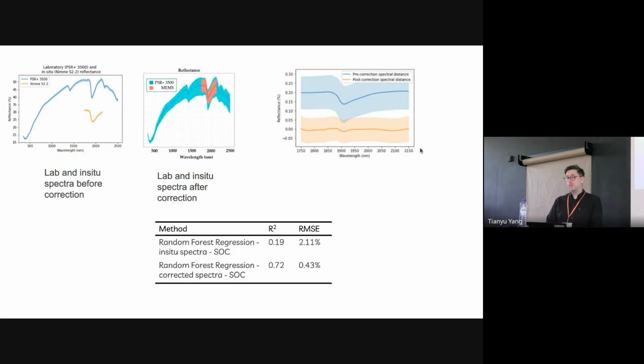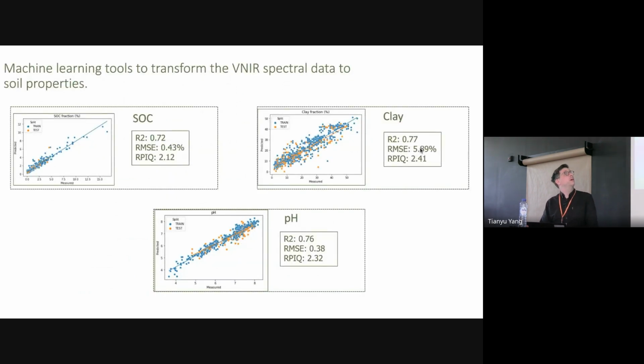Here you can see the difference before and after applying this machine learning-based correction. You can see the orange spectrum was the one captured in the field compared to the analytical spectrum captured in the laboratory. And after the correction, you can see that these two lines follow one over the other. And moving on to the modeling part, we got some accuracy compared to the numbers that Tom presented before. For soil organic carbon, it was 0.72, while for clay, 0.77, the pH, 0.76.